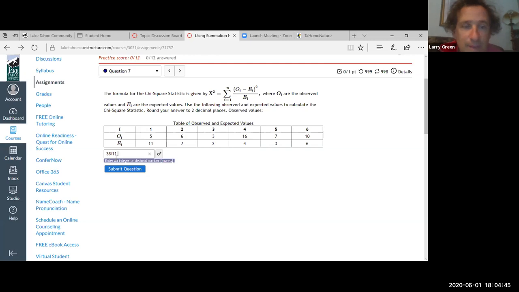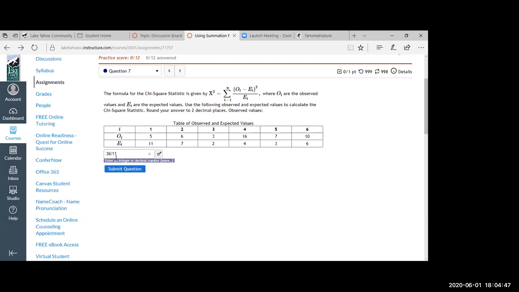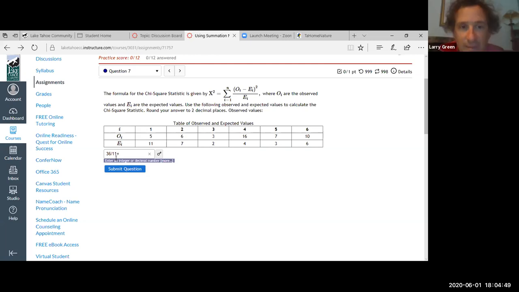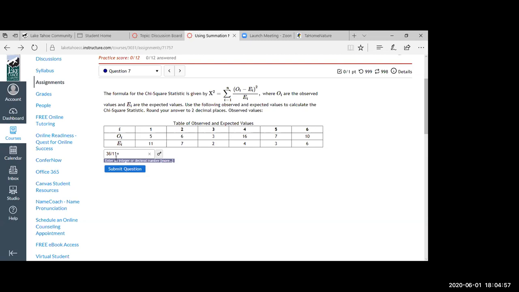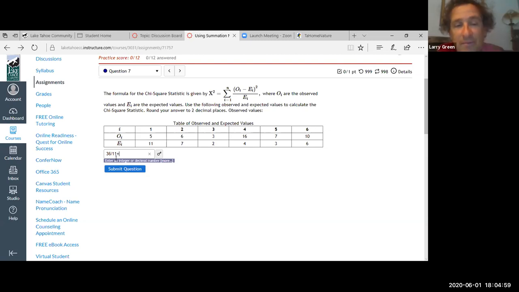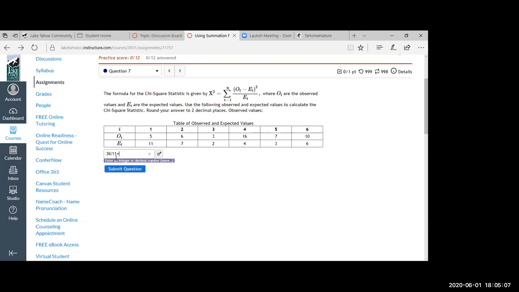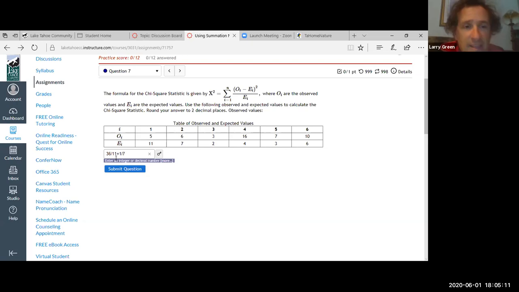Okay, then we're going to go plus, because we're doing a sum. And now let's do the next one. The next one will be a little easier. That's going to be 6 minus 7, right? Is that clear? Yes. Is negative 1. Negative 1 squared is 1. And then divided by the E, so it's 1/7. So it's plus 1/7. Okay, and then you keep going.